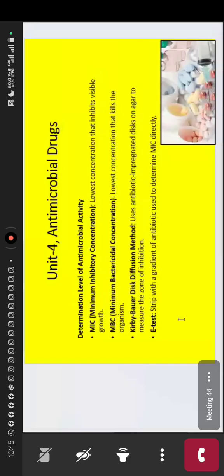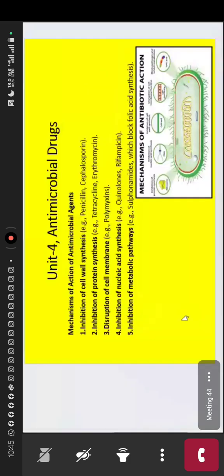Next is how antimicrobial agents act, that is, how an antimicrobial agent is able to treat or cure the infection. First of all, antimicrobial agents inhibit the cell wall synthesis of bacteria. They inhibit protein synthesis. They destroy the cell membrane of the bacteria. They inhibit nucleic acid synthesis. They inhibit the metabolic pathways which a microorganism uses. So by inhibiting cell wall synthesis, protein synthesis, cell membrane synthesis, and nucleic acid synthesis, we are able to kill the particular microbe, right?